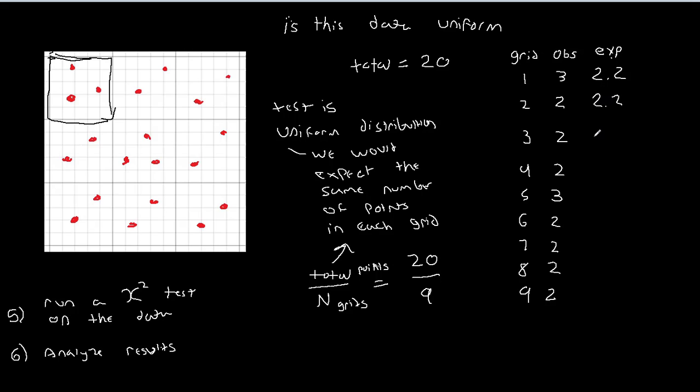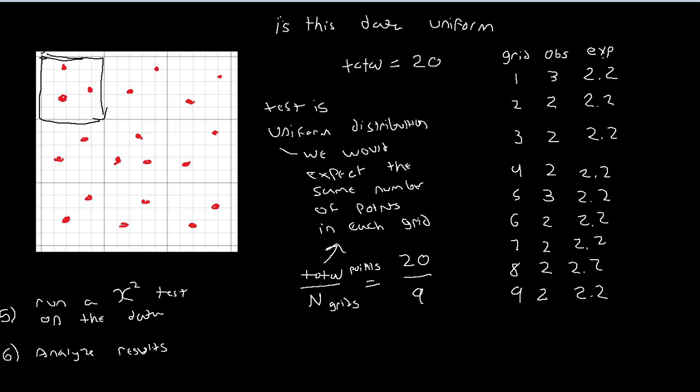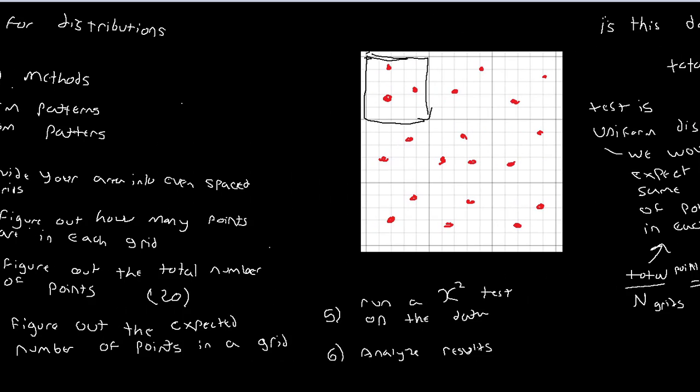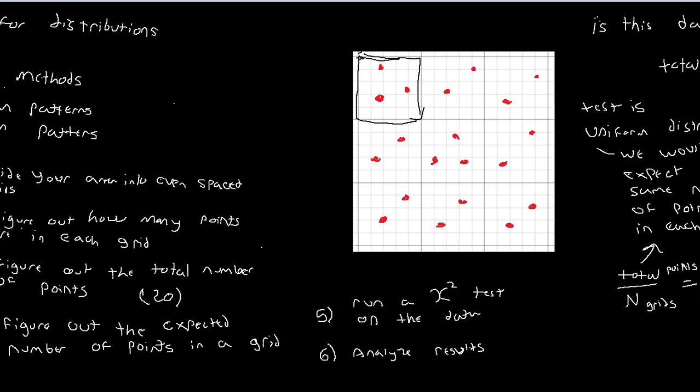So 2.2 in each of the nine grids. We would expect, for a uniform distribution, that each grid would have the same number of points in it. So we've done that, figured out the expected number in each grid.